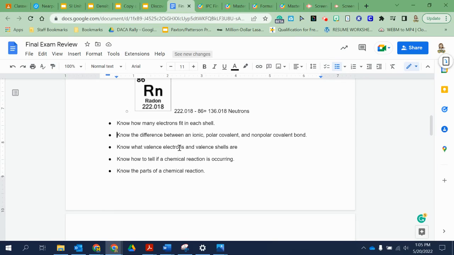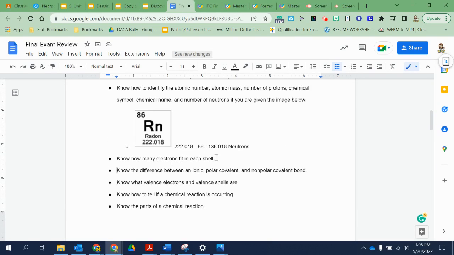All right, so also make sure that you know again how many electrons fit in each shell. For that one, just remember the octet rule says you can hold a maximum of 2 in the first shell and a maximum of 8 in every other shell after the first one. Remember, that's the maximum. It doesn't necessarily have to hold that many, but it can hold that many.